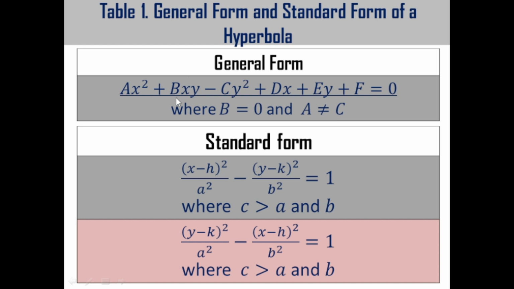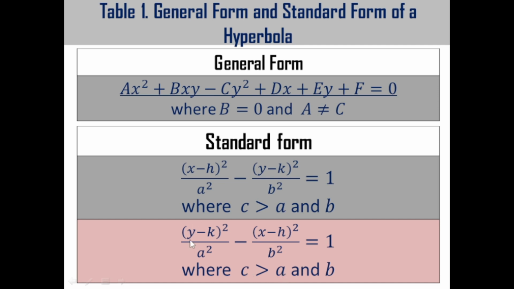So, the general form of our hyperbola is ax squared plus bxy minus cy squared plus dx plus ey plus f equal to 0, where b is equal to 0 and a is not equal to c. So, standard form, there are two, no? It can be (x minus h) squared over a squared minus (y minus k) squared over b squared equal to 1, provided that c must be greater than a and b. Same condition here, that c is bigger than a and b.